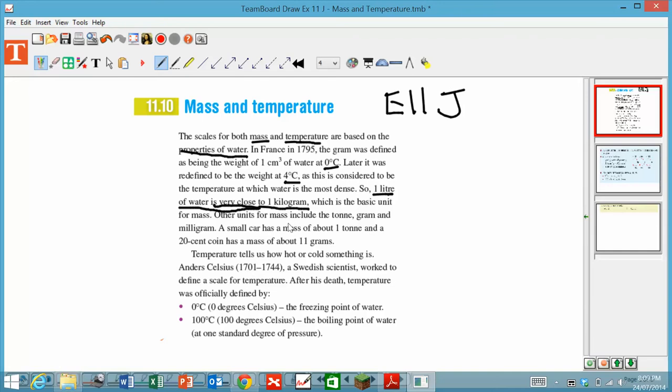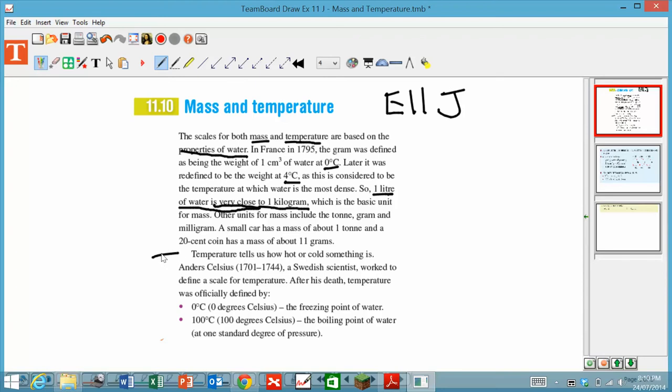So when you pick up a litre of milk, that's basically 1 kilogram. Very close to it. And this is the basic unit for mass. Other units for mass also include the tonne, the gram, the milligram. A small car has a mass of about 1 tonne, and a 20-cent coin has a mass of about 11 grams. Temperature tells us how hot or cold something is.